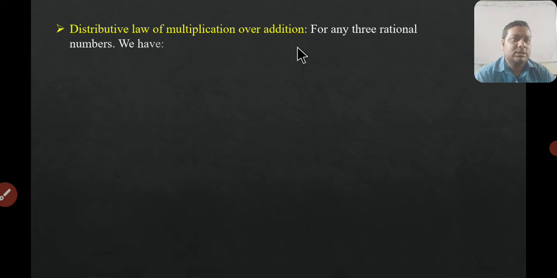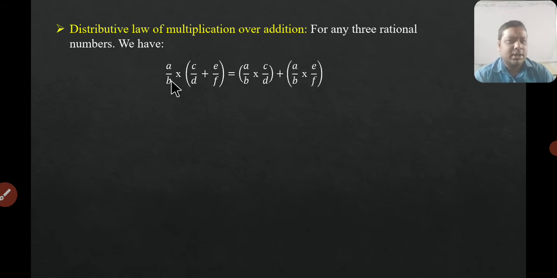Now, the distributive law of multiplication over addition. For any three rational numbers, a by b, c by d and e by f, we keep a by b outside and c by d and e by f, their sum, in the bracket, not their product. Only a by b is outside.